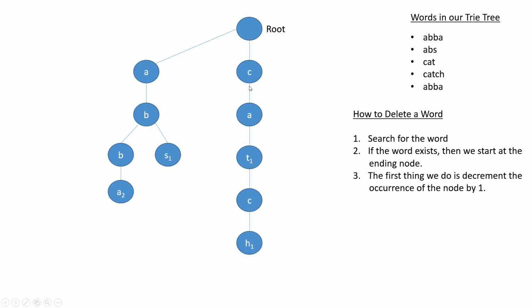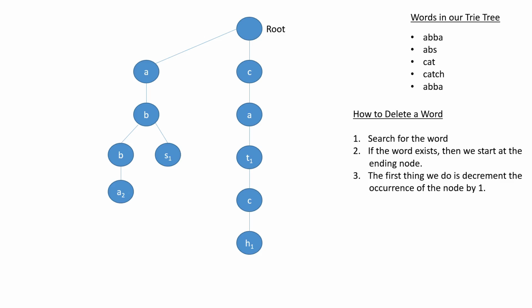As we know, once a word is in the tri, the very last node gets incremented by 1. So ABBA is in here twice, so the occurrence is 2. ABS, the occurrence is 1. So if it's the ending node that makes a word, the occurrence will never be 0. It will always be 1 or higher.